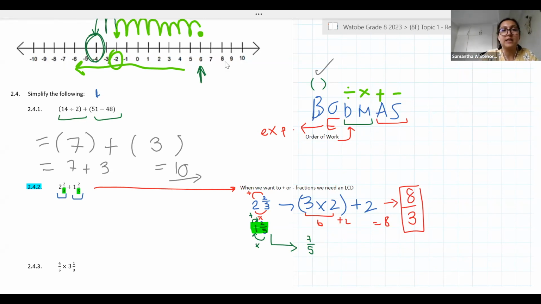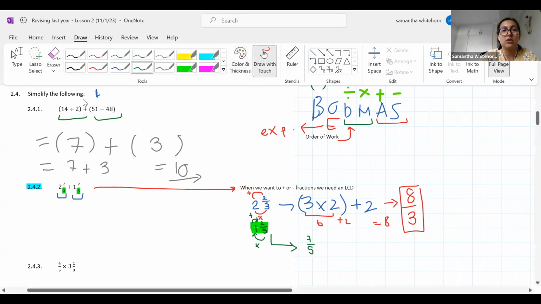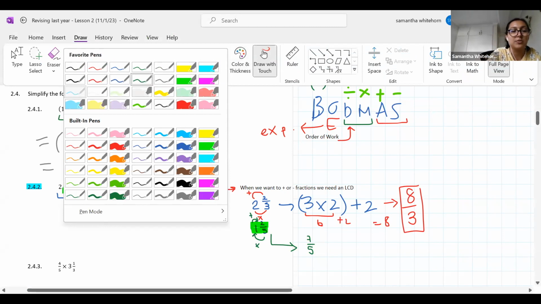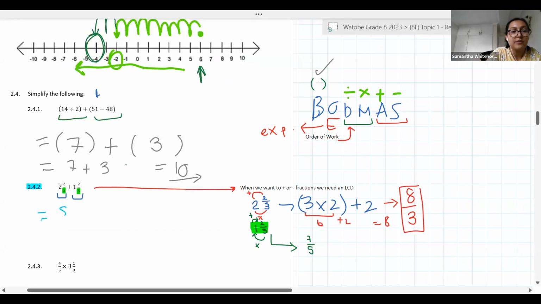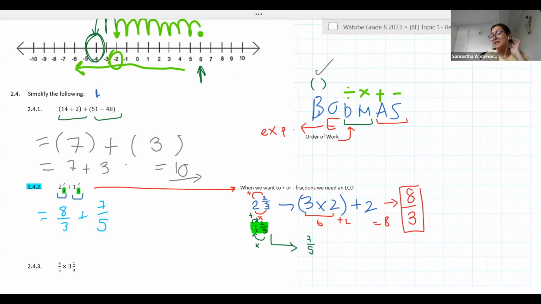And so what I've done here, guys, is I have now converted these to a form that's a little bit easier to use. So now I've got 8 over 3 plus 7 over 5. And this is where I'm going to start adding my fractions. So now I want to go back and find that LCD that I spoke about. So look at these 2 denominators that you have.